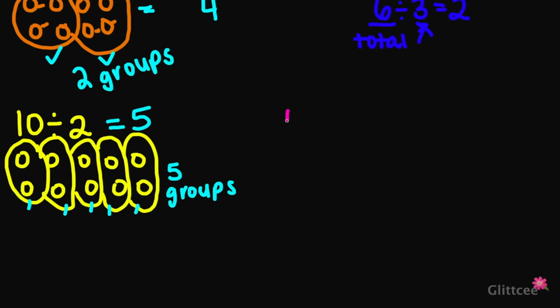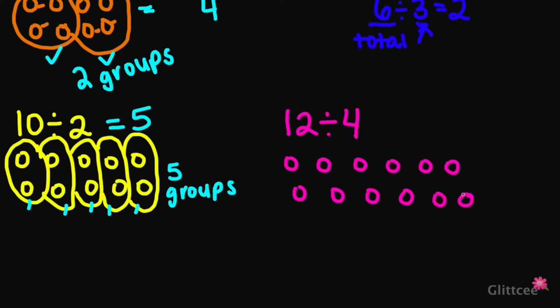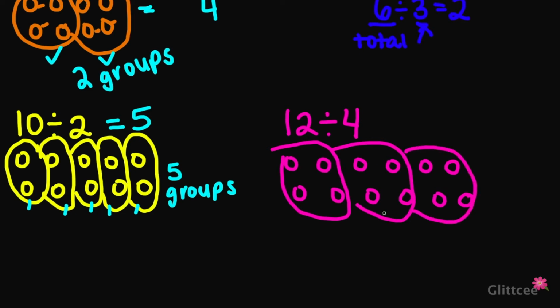Let's try 12 divided by 4. I'm going to draw 1, 2, 3, 4, 5, 6, 7, 8, 9, 10, 11, 12. All right, your teacher said, hey, I need groups of 4. This is one group. This is one group. And this is one group. How many groups do you have? 1, 2, 3. So 12 divided by 4 is 3.